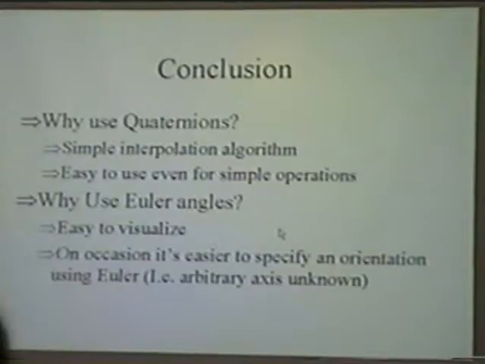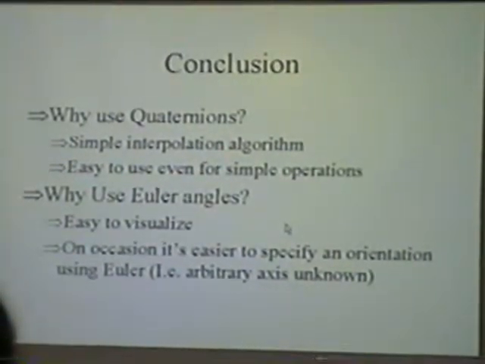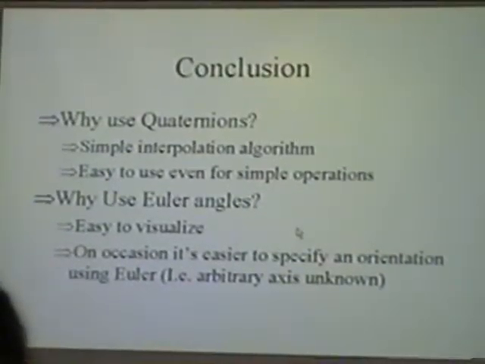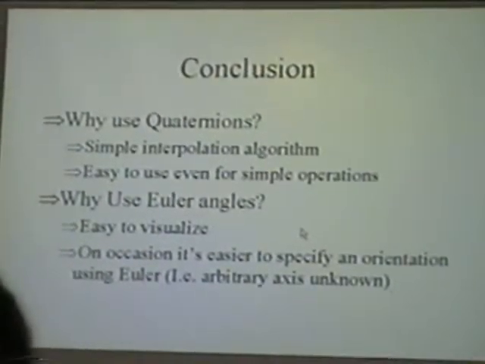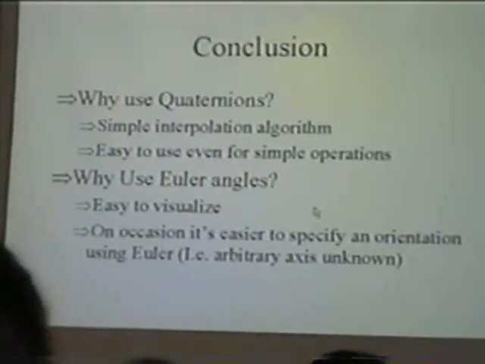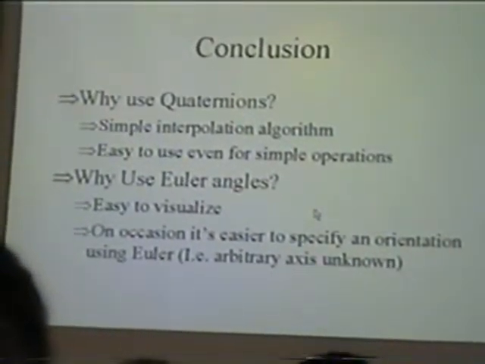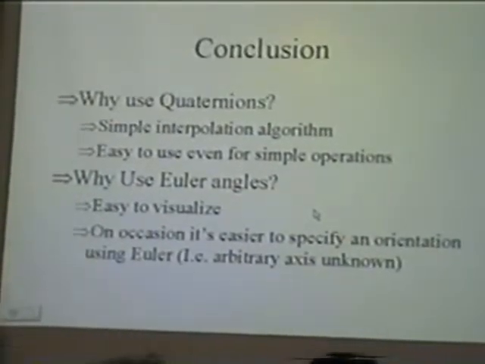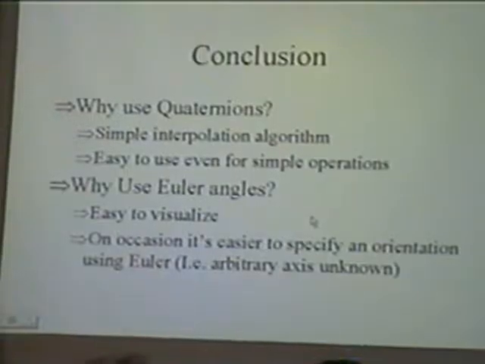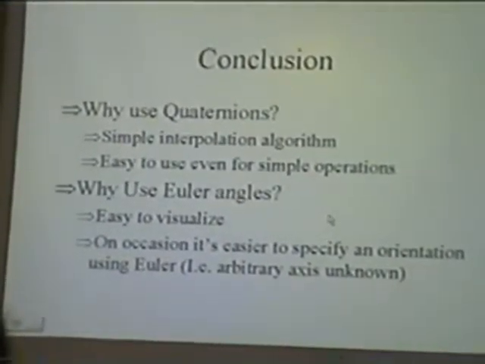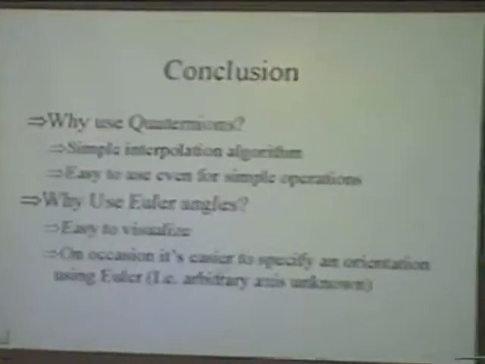But then again, with Euler angles, you might say, all right, well, since quaternions are great, why would I want to use Euler angles? Well, they're very easy to visualize. You've seen them your whole life, you know what they are. And on occasion, it's easier to specify an orientation using Euler angles. Like if you don't know what the arbitrary axis is, or if you just kind of want to tweak a rotation and say, okay, if I rotate pitch down a little bit, it's easier to do it that way. And that's all there is. If you guys have any questions, let me know.